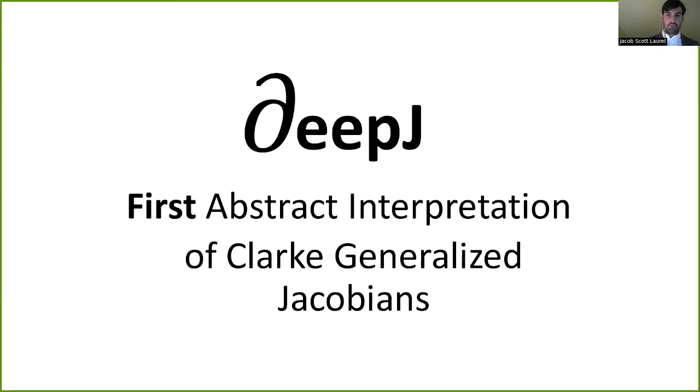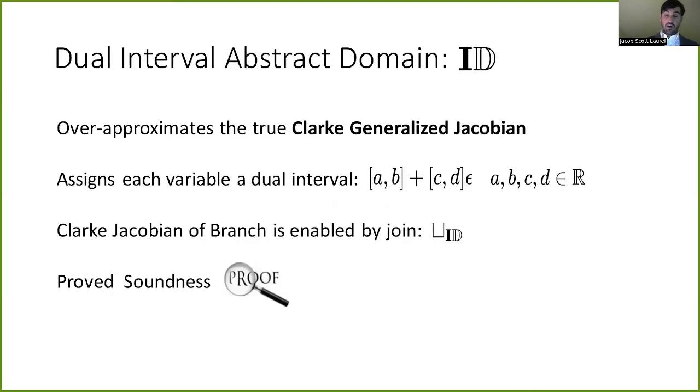As a solution, we propose DeepJ, which is the first abstract interpretation of Clarke generalized Jacobians. Clarke generalized Jacobians allow us to handle both differentiable and Lipschitz, but not necessarily differentiable functions. And so we can define an abstract domain to over-approximate Clarke Jacobians. And of course, in the paper, we prove the soundness.